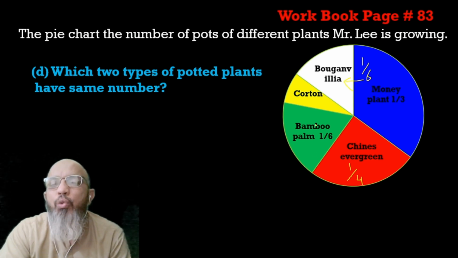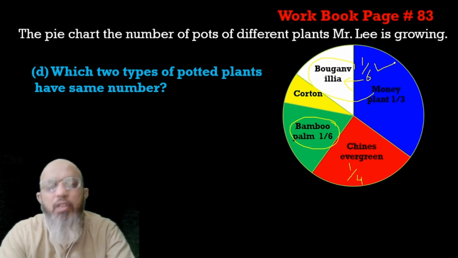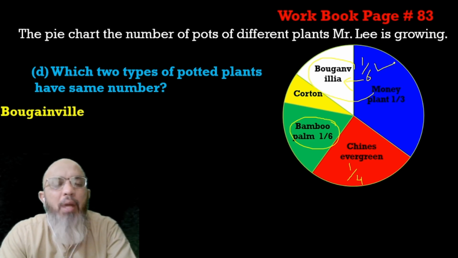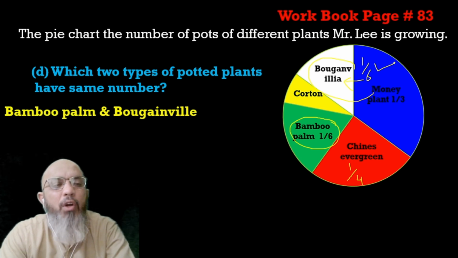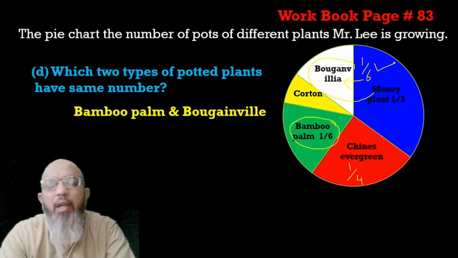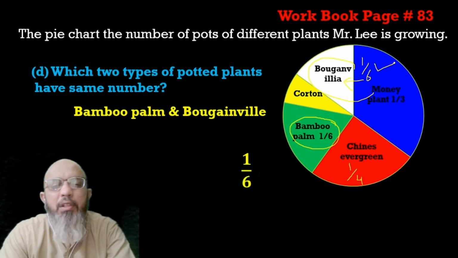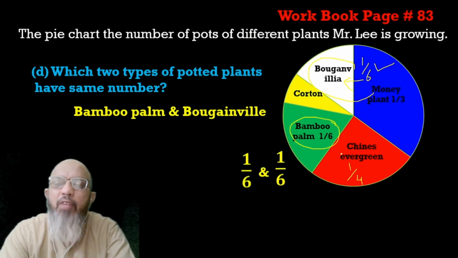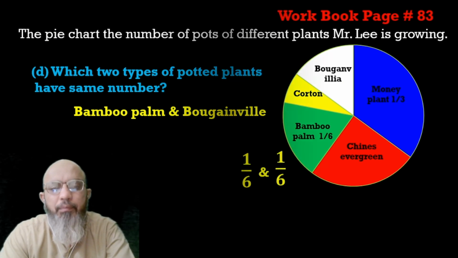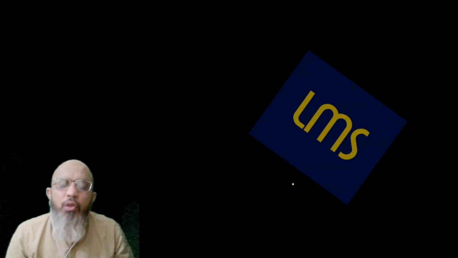So which two flowering plants have the same number of plants? That is bamboo palm, that is 1 over 6, and bougainvillea, that is also 1 over 6. So these two plants have the same number of pots, right? So I hope you understand, 1 over 6 and 1 over 6. So now that's the last question.